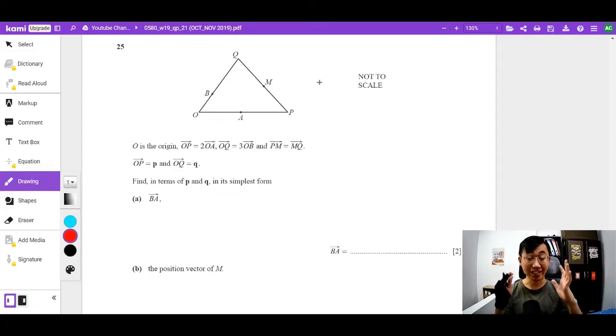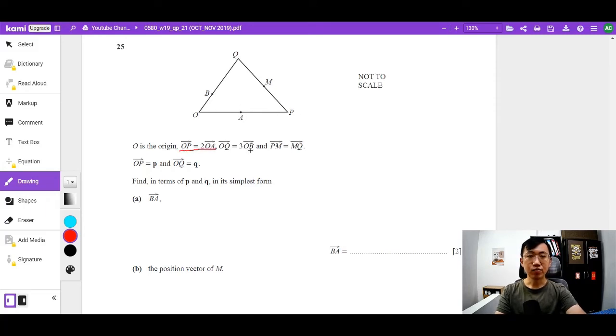So the trick here is to label your diagram slowly and find the direction and magnitude. It's very important to know the direction also. So do slowly. O is the origin, alright. OP is 2OA, fine. OP is 2 times of OA. Okay, that translates to you, A is actually right in the middle, okay? So A is half of OP.